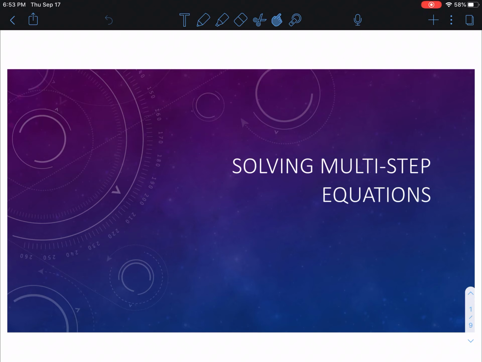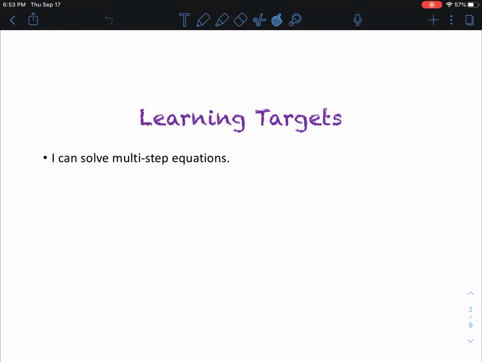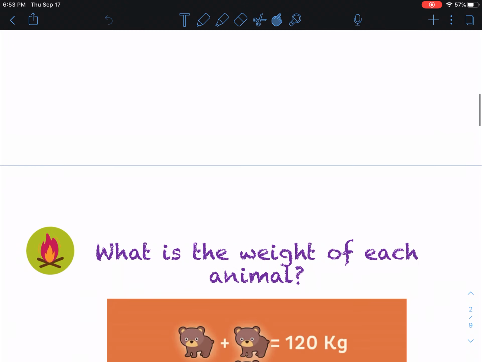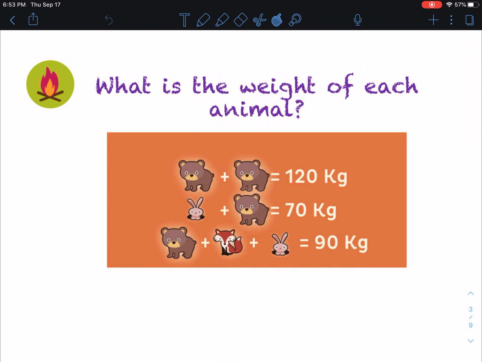All right. This lesson is on solving multi-step equations. Our learning target is to just be able to solve multi-step equations. First, I'd like to get us started today, get our brains working a little bit, and look at this picture and see what the weight of each animal is. See if you can figure that out.